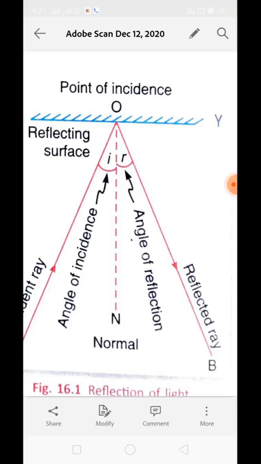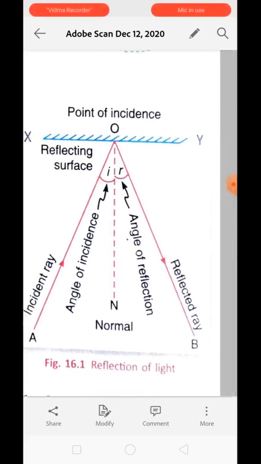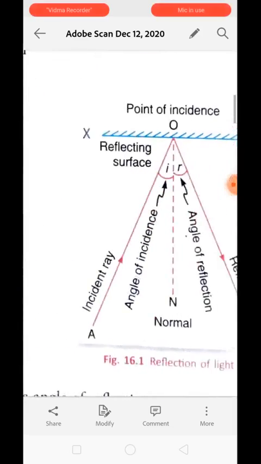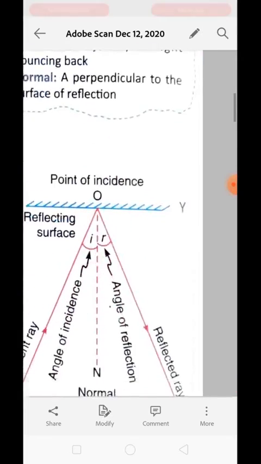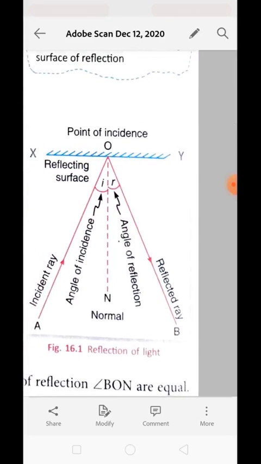Now the second law: the incident ray, the reflected ray and the normal lie in the same plane. You can see the incident ray is present over here, the reflected ray is also present in the same plane, and the normal is also present in the same plane. This is the second law of reflection. The incident ray, normal and reflected ray are all present in the same plane. When a ray of light falls on a smooth surface, it returns back into the same medium in this way, as shown in figure 16.1.